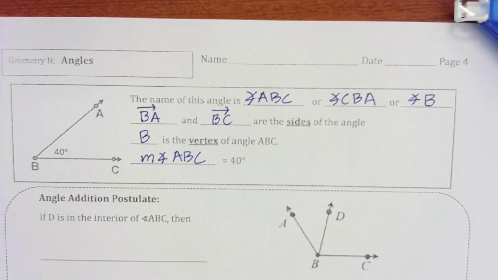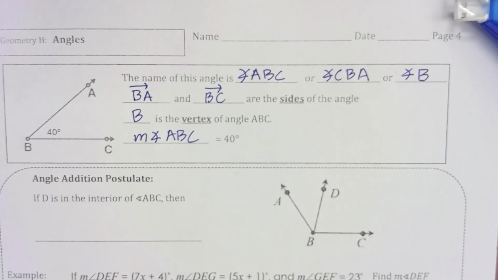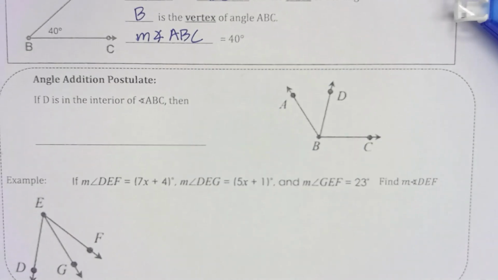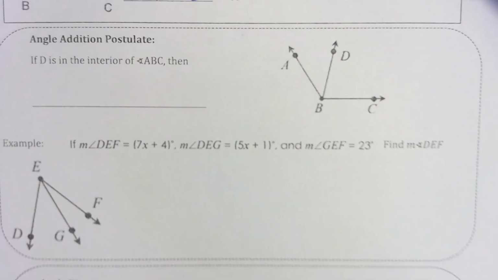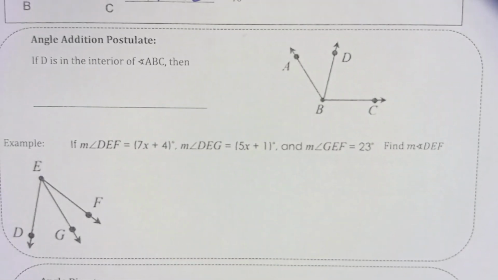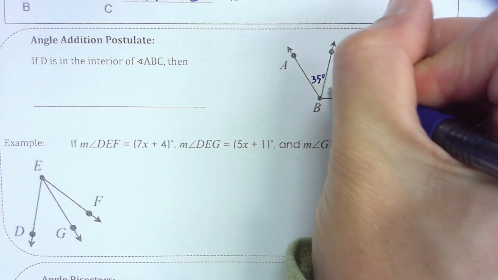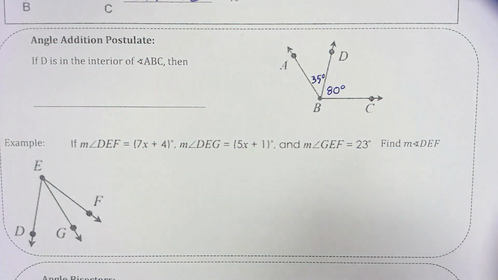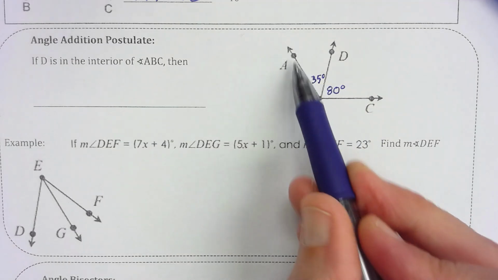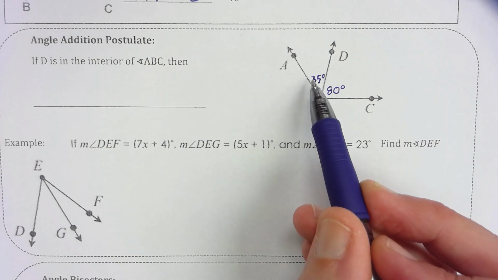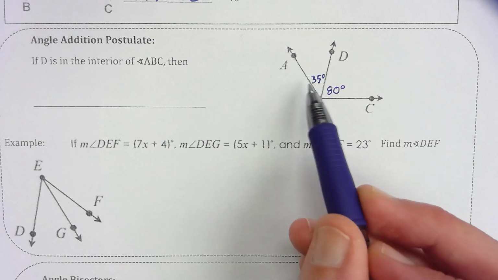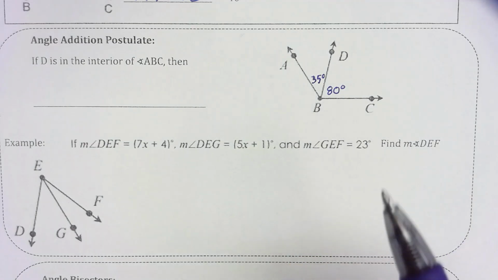Now, when we worked with segments, we did the segment addition postulate, and now we have the angle addition postulate, which, now that we've done segment addition, will make pretty good sense to you. If we look at this diagram, if I were to label it with some values, I could say, for instance, that this angle here is, I'm just making this up, 35 degrees, and this one is 80 degrees, and then I would know that the whole angle, angle ABC, is 80 plus 35, 115. I can add those up. So that's the angle addition postulate.